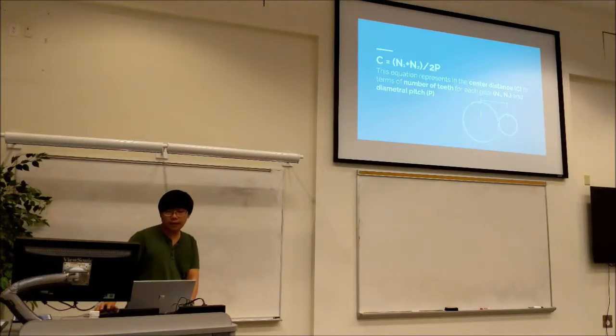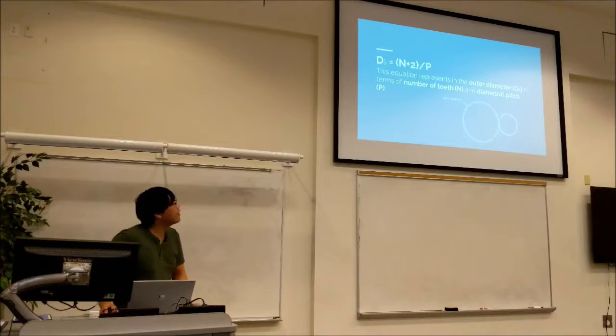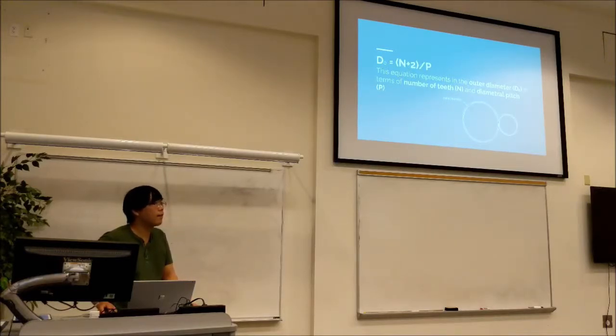You actually don't need to do this, because if you use the previous method, the circles are tangent to each other. If you make them tangent, it sets your center distance automatically. But this is another way to do it if you don't want to use tangency, or if you want to model your gear as the OD. This is the OD equation, the outer diameter of the gear. It's very similar to your pitch circle, except that it's N+2 divided by your DP.